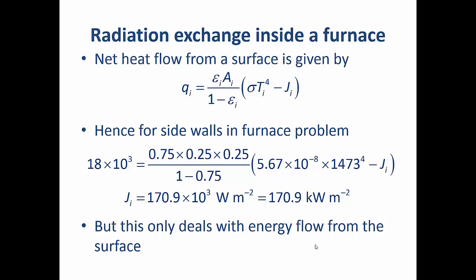So for the first step I can simply say, if the net heat flow from a surface is given by that expression, then I know that the net heat flow from one of my side surfaces is 18 kilowatts. I know all the dimensions, and I can work out that the radiosity for one of those side walls is therefore equal to 170.9 times 10 to the 3 watts per meter squared, or equivalently 170.9 kilowatts per meter squared. But that's only telling me about the energy flow from the surface.